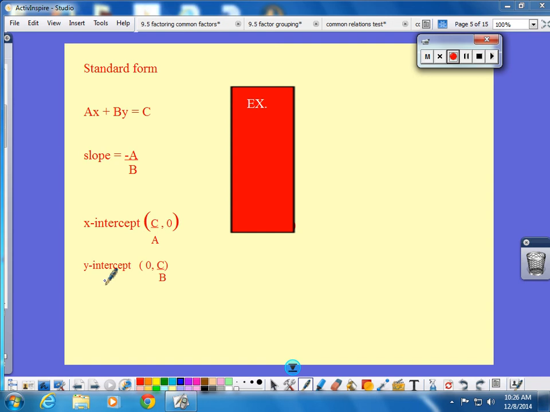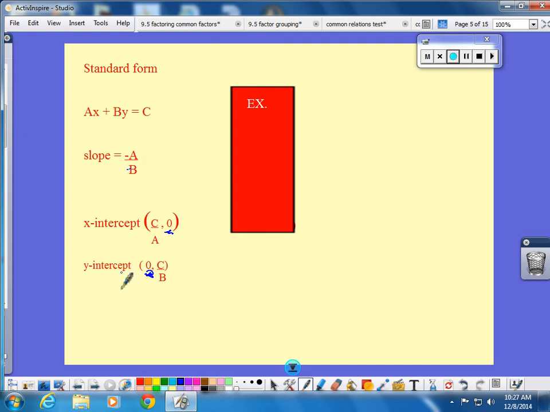Now these other two are optional. Because if I just can't remember a little bitty formula, what could I do to find the y-intercept? What could I plug in for y? 0. If I can't remember the formula for the x-intercept, what could I plug in for x? 0. But this is not that way. I've got to know negative a over b is the slope.